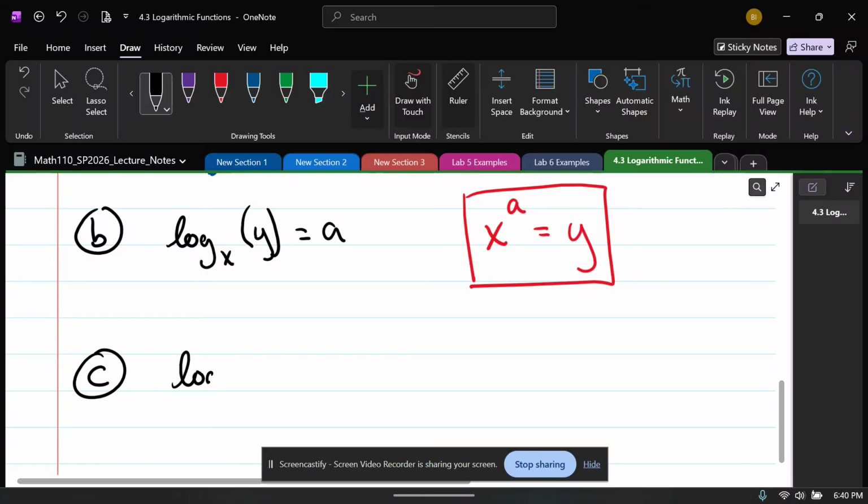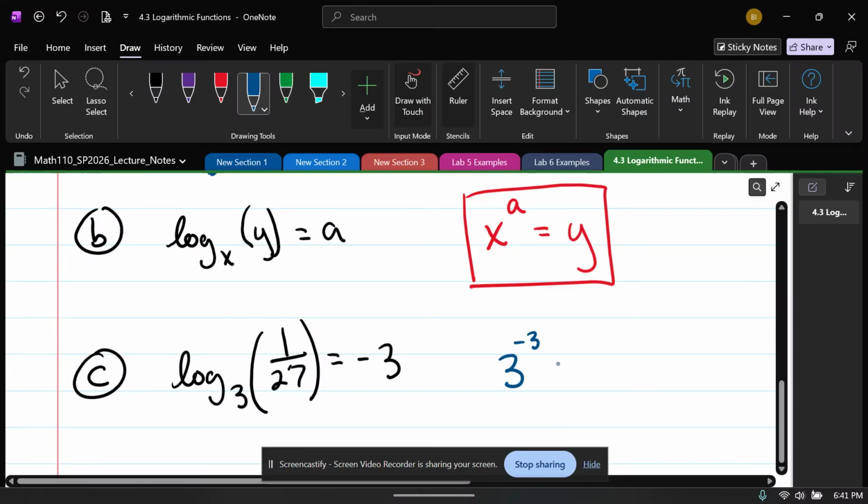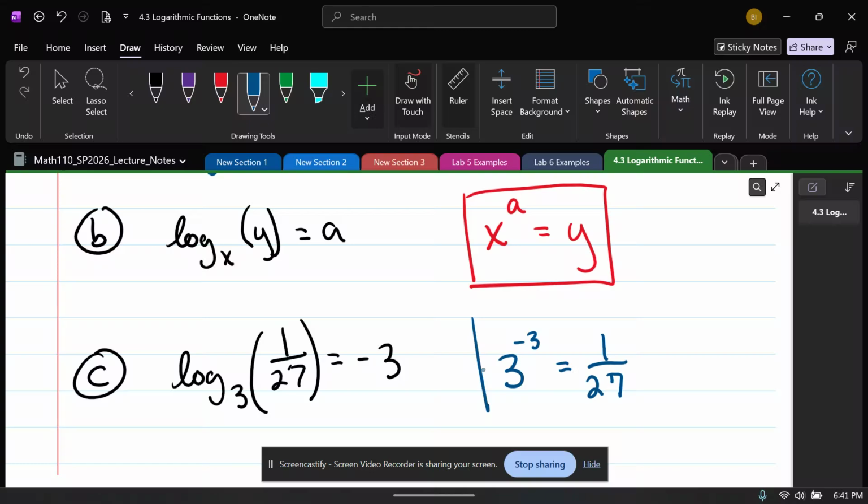Let's do one with numbers in it. Log base 3 of 1 over 27 equals negative 3. A lot of threes in this one. But what's the base? Positive 3 is the base. What's the exponent? Negative 3. And then that leaves only one place for the 1 over 27.